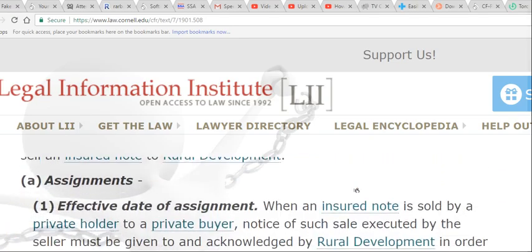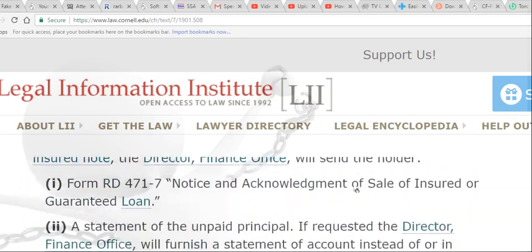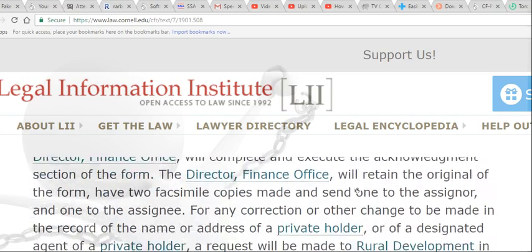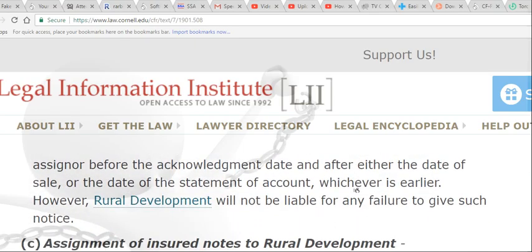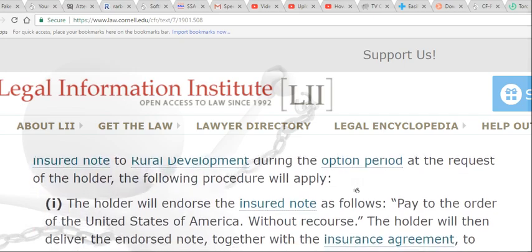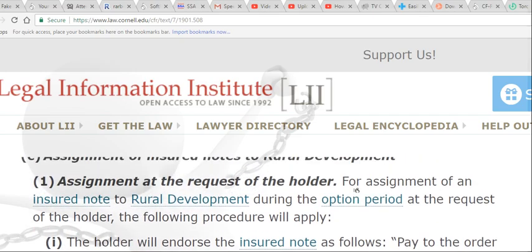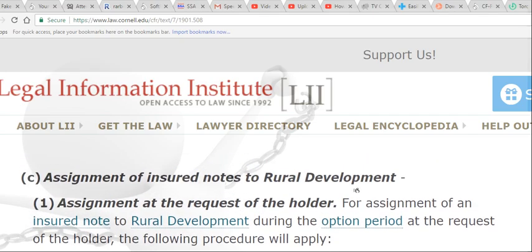All right, ladies and gentlemen, let's go down to C. Okay, ladies and gentlemen, this is C, assignment of insured notes to rural development. Look, assignment of insured notes to rural development. See, this says the notes are being insured and they're being assigned to rural development. All notes are sent to rural development, people.